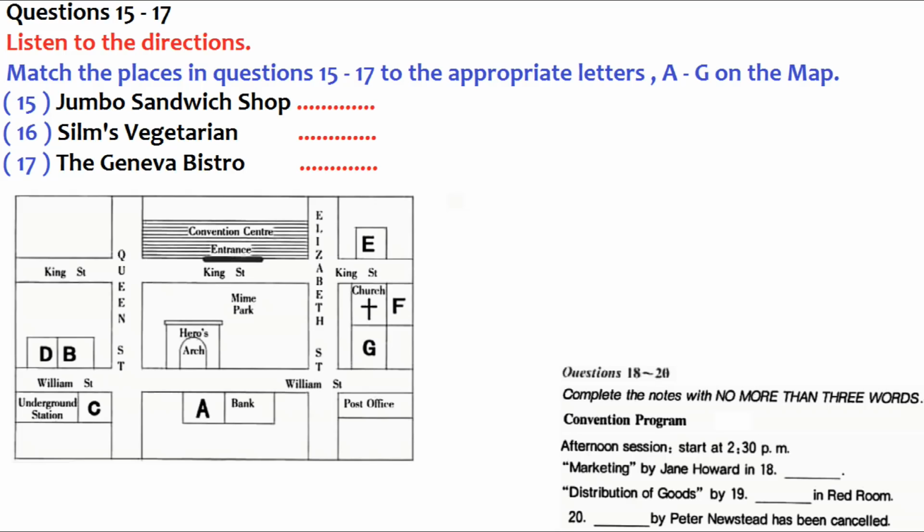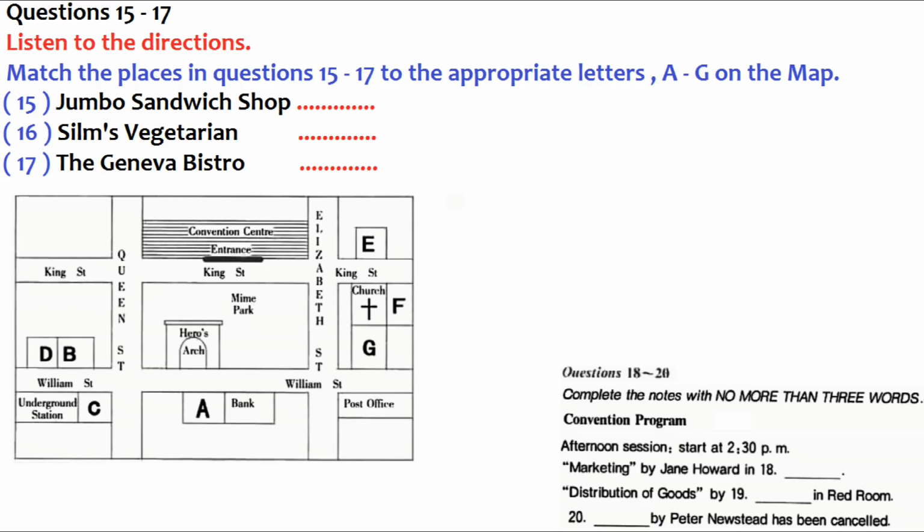The Jumbo Sandwich Shop for quick snacks is also nearby. From the centre, just turn right up King Street and turn left into Queen Street. Go along Queen Street until you get to William Street, then turn right. You'll spot it right next to the William Street Underground Station.